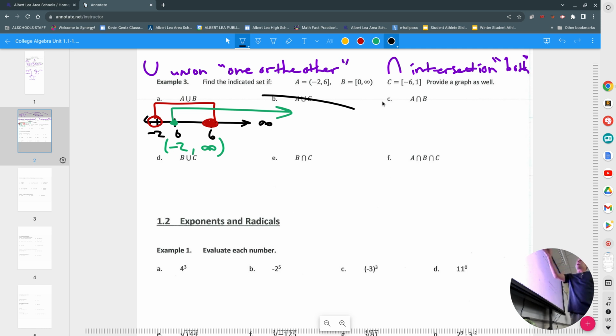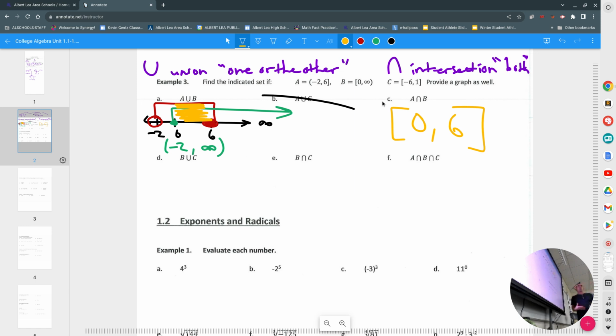Now, skip letter B, I want to go to C. A intersect B. If it's intersecting, it's got to be in both. Is the number -3 in both of them? No. Is the number -1 in both of them? No. Is the number 4 in both of them? Yes. Is the number 7 in both of them? No. So you are only referring to this special area right here where the graphs overlap with each other. That is A intersect B. And so A intersect B, it looks like, is going to be from 0 to 6.